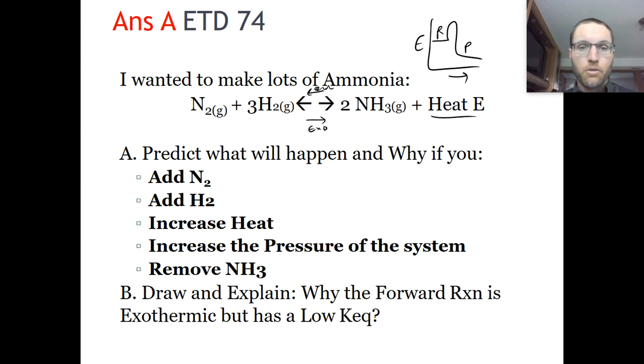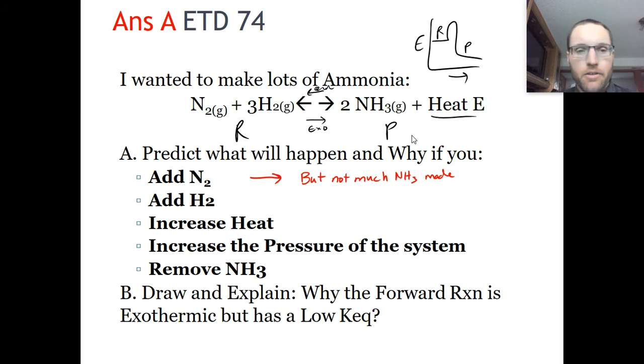Then I asked you to predict what will happen if you do the following. Well, these are my reactants. These are my products. So what's going to happen if I add nitrogen? Nitrogen is a reactant. And Le Chatelier's principle basically says that if you add, it moves away, right? So this is going to help to shift it to the right. And that's because you're going to have more nitrogen collisions. But it's not going to make a whole lot of ammonia. And I want to make a ton of ammonia. As much as humanly possible, right?